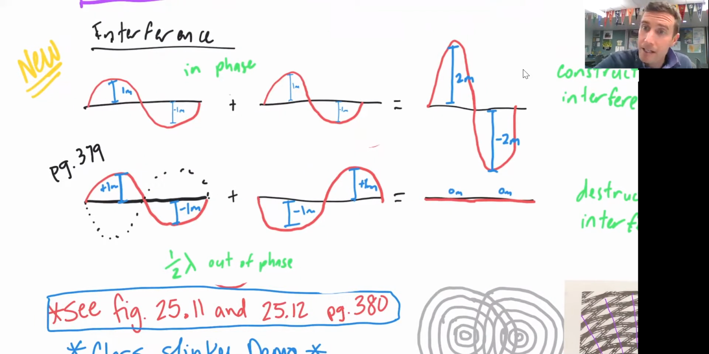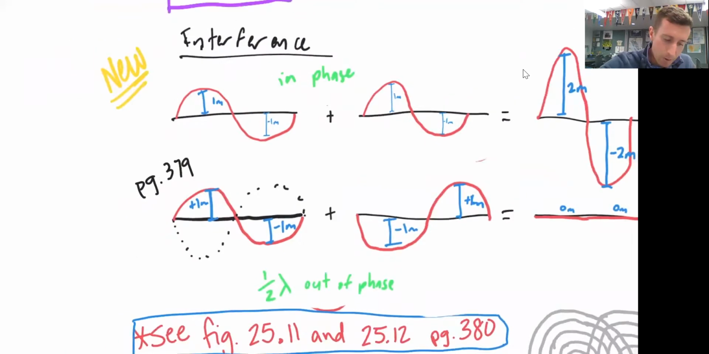Interference is when two waves are interacting with each other. They can either add together or they can subtract from each other, which I guess is actually still adding, but in a negative direction. It's like the definition of negative numbers. So this is on page 379. I've given a couple of examples.